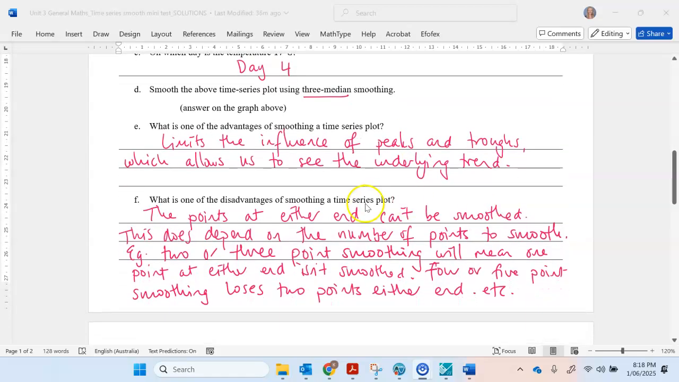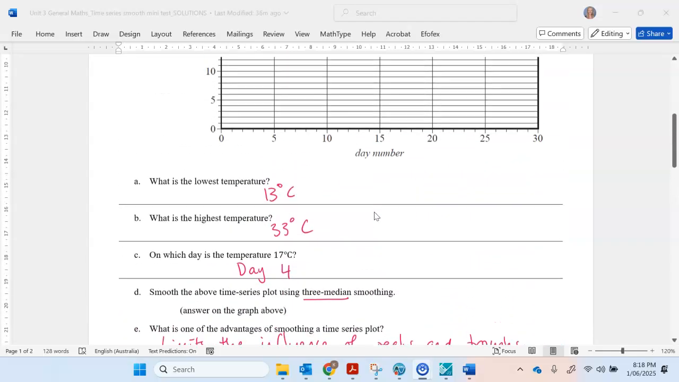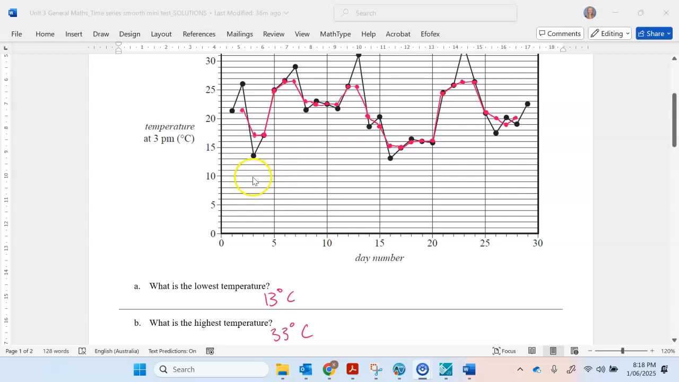And then a limitation or a disadvantage of smoothing. It is time consuming, yes, but we do have software that does the smoothing for us, if you're a statistician, so we don't need to actually spend that much time doing it. But basically, when we're smoothing, we can't smooth the points at the end. So with this question here, it was only 3-point smoothing, so we just missed day 1 and day 29.